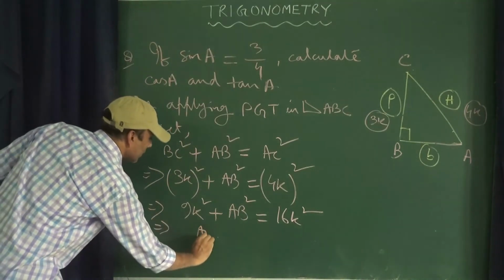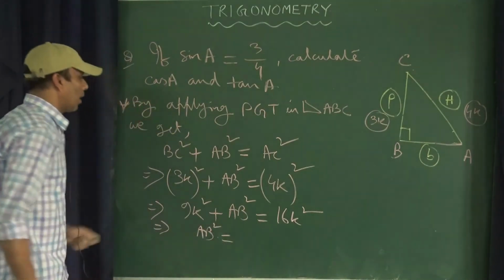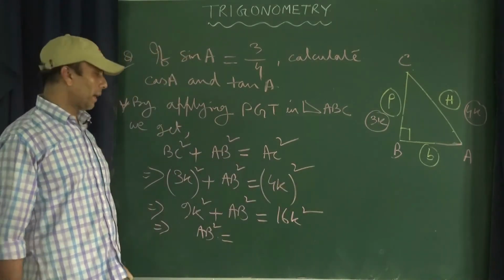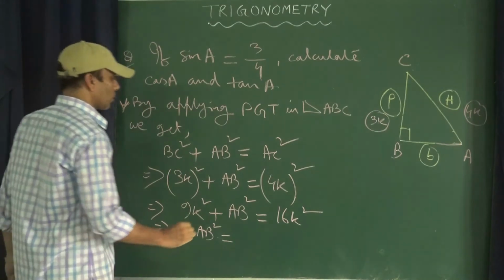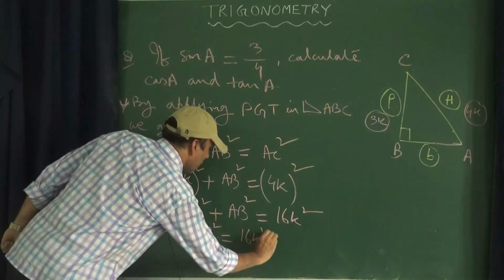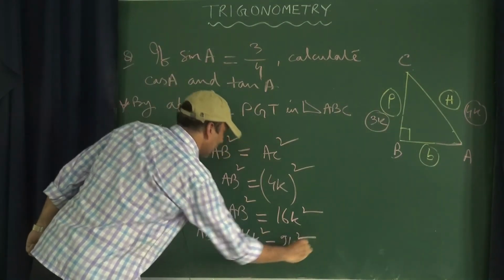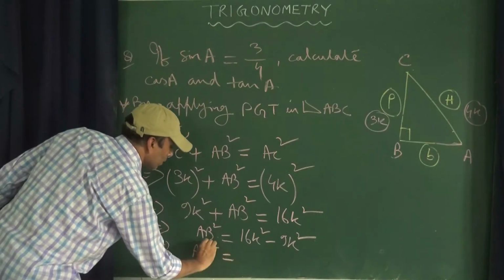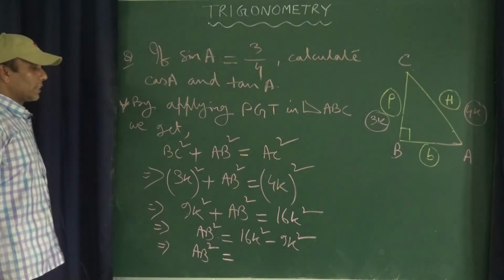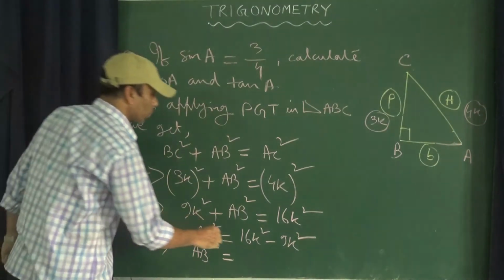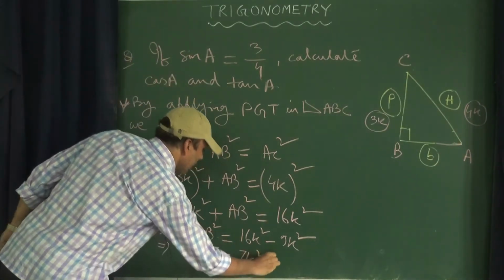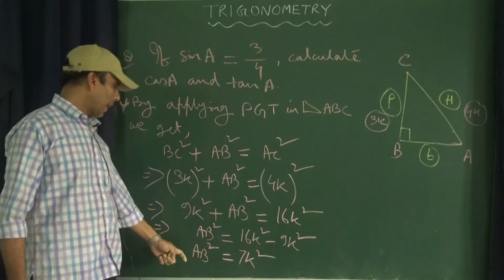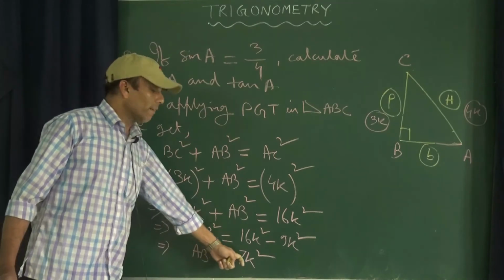This implies AB square equal to, now 9K square will go to the other side. After changing the side, it will become minus. So we'll get 16K square minus 9K square. So AB square equal to 16 minus 9, that will give us 7. So 7K square. If AB square is equal to 7K square, so from there AB will become root 7K.